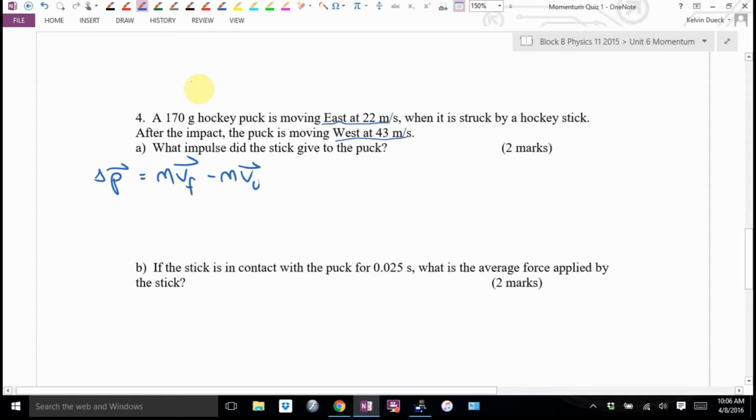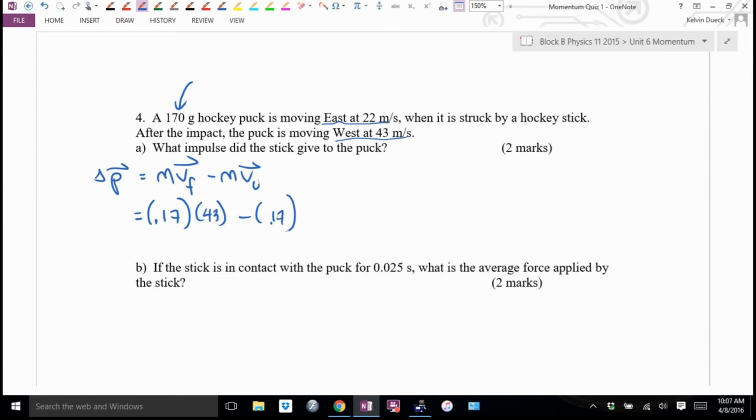Please tell me you caught that this is in grams. Please tell me you didn't say the hockey puck was 170 kilograms. Okay. So the mass is going to be 0.17. Hayden, what's V final in this question? 43. Okay. Minus the mass is 0.17. Hayden, what's V initial in this question? Don't say 22.